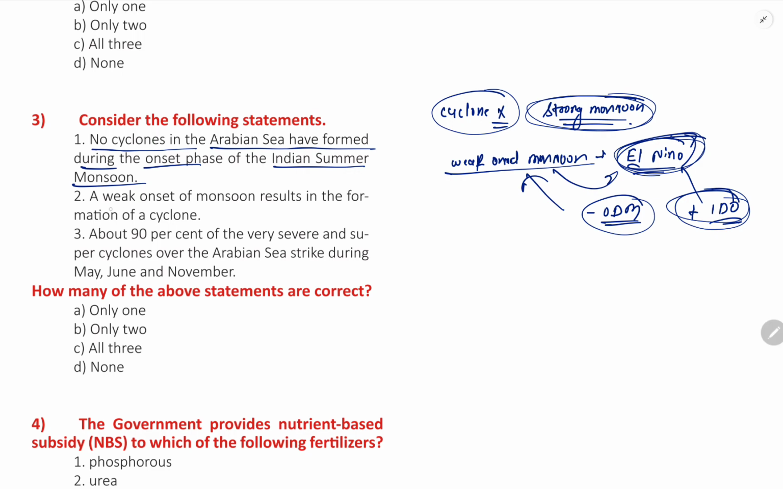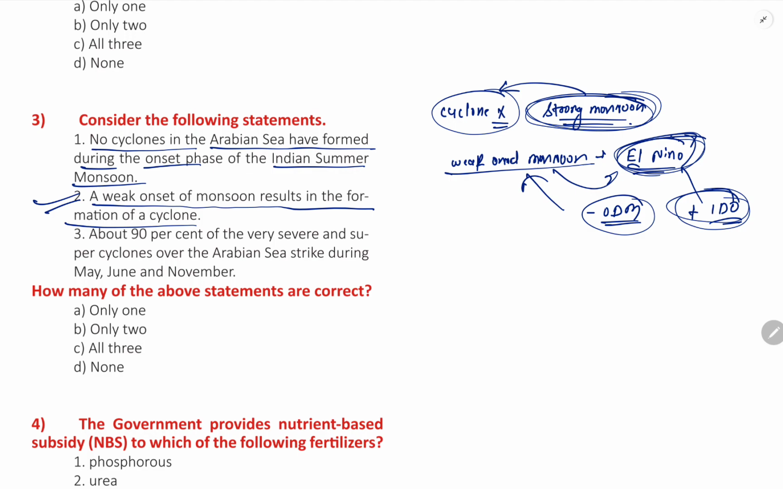The next statement says that the weak onset of the monsoon results in the formation of cyclones. As I told you, if there is a strong monsoon, this will not result in the formation of cyclones. So if there's a weak monsoon, this will result in the formation of cyclones. So hence the second statement is correct.